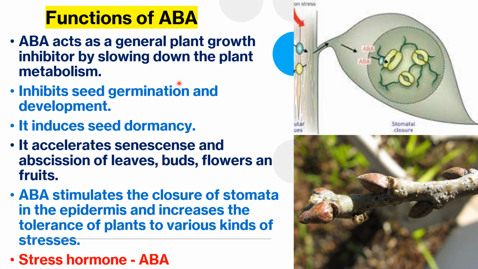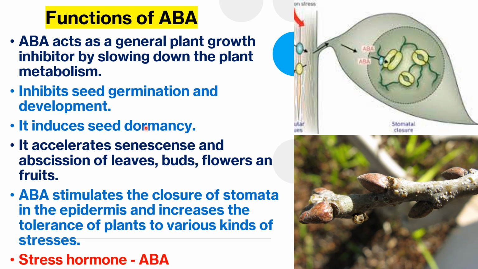What are the functions of ABA? First point, ABA acts as a general plant growth inhibitor by slowing down the plant metabolism. We can say ABA is a growth inhibiting hormone or growth retarding hormone because it will slow down the plant metabolism in adverse condition. Next point, it inhibits seed germination and development. Then it induces seed dormancy. Yes, that means it helps seeds to withstand desiccation in extreme dryness and other factors unfavorable for growth.